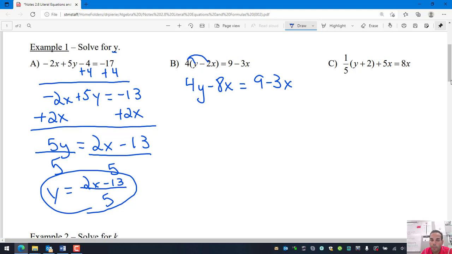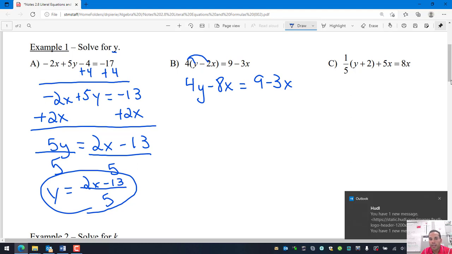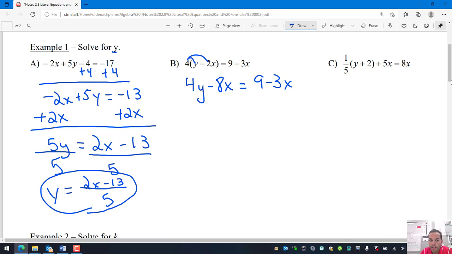Okay. End goal is still the same. I want to get y all by itself. Let's start moving stuff away from it. I see a 4 and I see a minus 8x. Let's just treat that minus 8x like it's a number or it's a constant. In order to get rid of minus 8x, I have to add 8x. Add 8x to both sides.